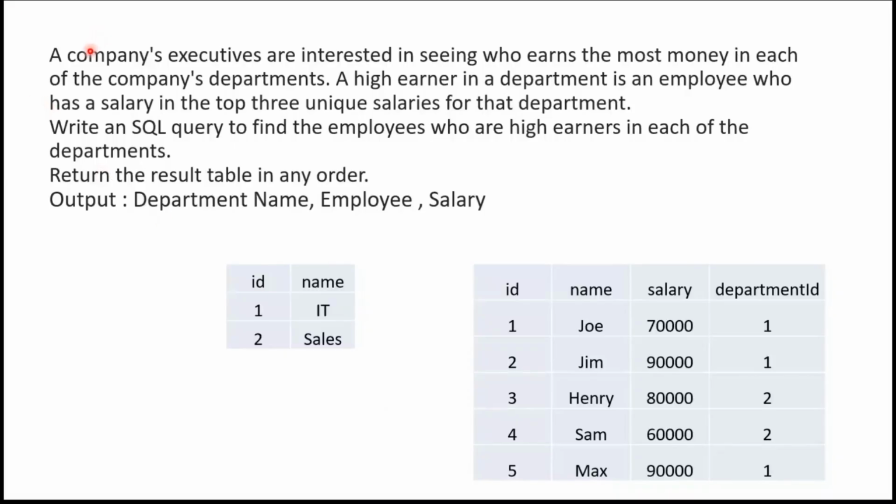All right, welcome, guys. So, this particular question reads like this: a company's executives are interested in seeing who earns the most money in each of the company's departments. A high earner in a department is an employee who has a salary in the top three unique salaries for that department, right? So we need to write an SQL query to find the employees who are high earners in each of the departments, right?